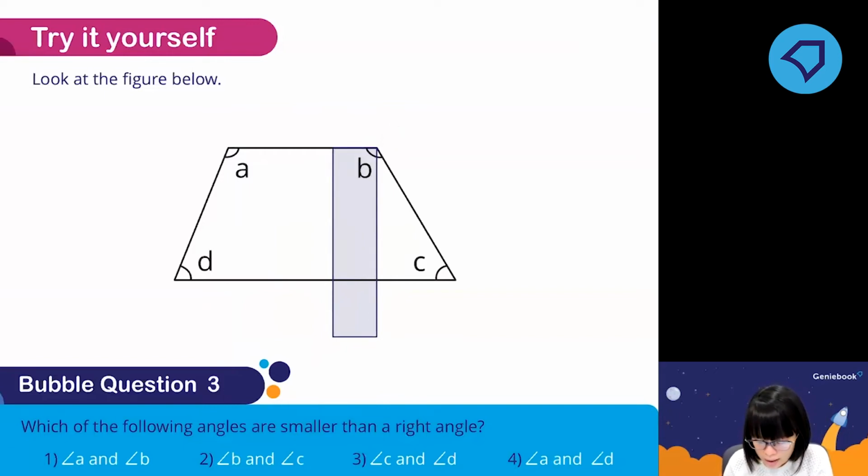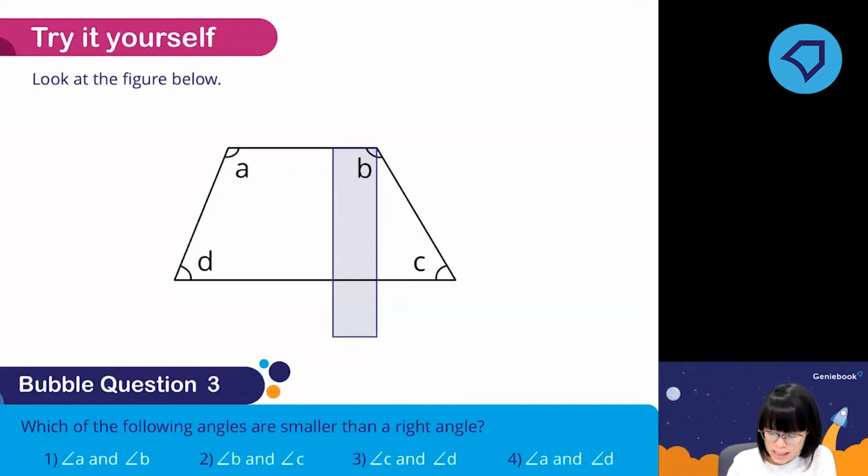Also, this line here is wider, it is more than 90 degrees. Okay, so A and B are actually angles that are bigger than a right angle. So it should not be option number 1.